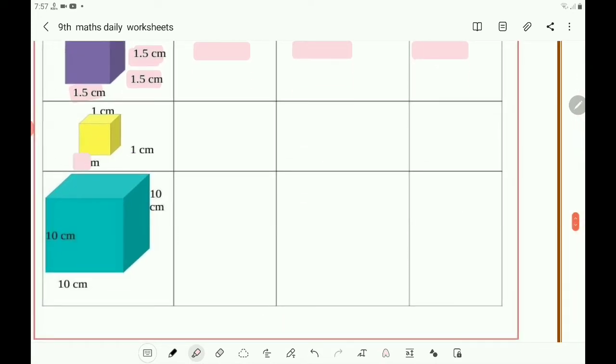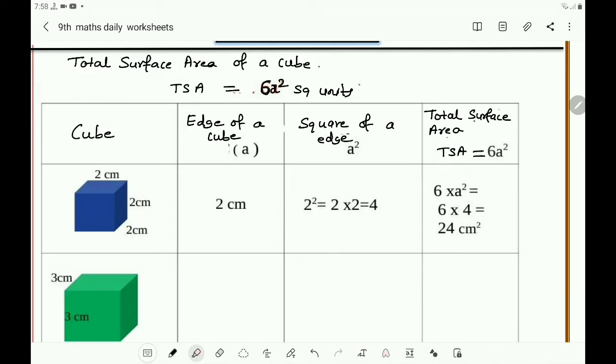Then here a equals 1 centimeter. Edge of the cube is 1 centimeter. Right, here a equals 1 centimeter, take a square and then 4a square. Then the edge is 10 centimeter. Here a equals 10 centimeter. A square means 10 square, that is 100. Then 4 into a square, 4 into 100, you will get 400 square units.